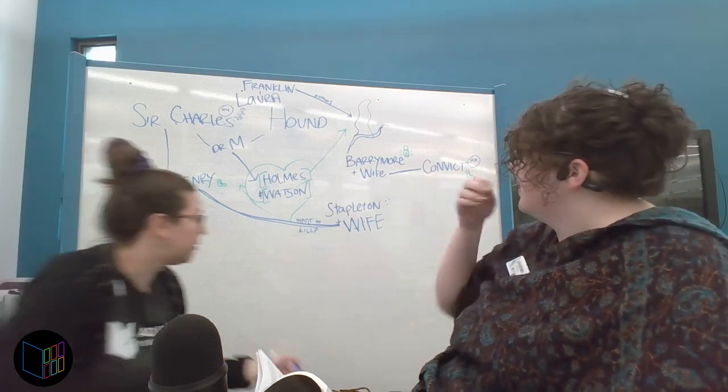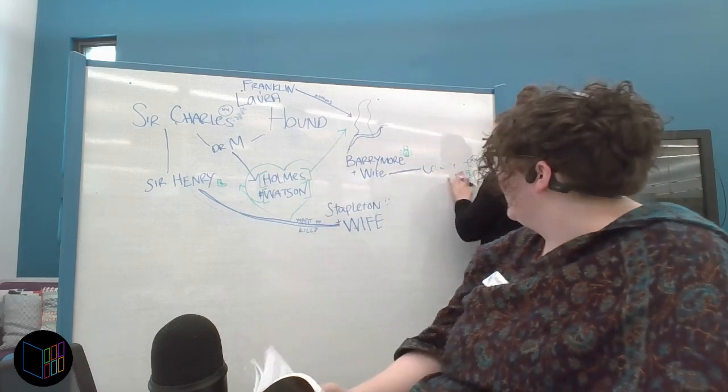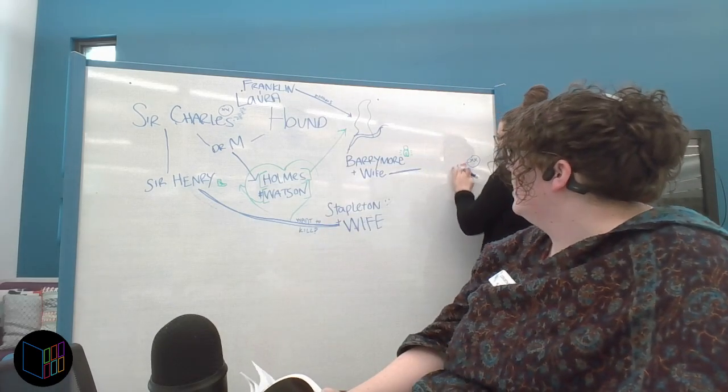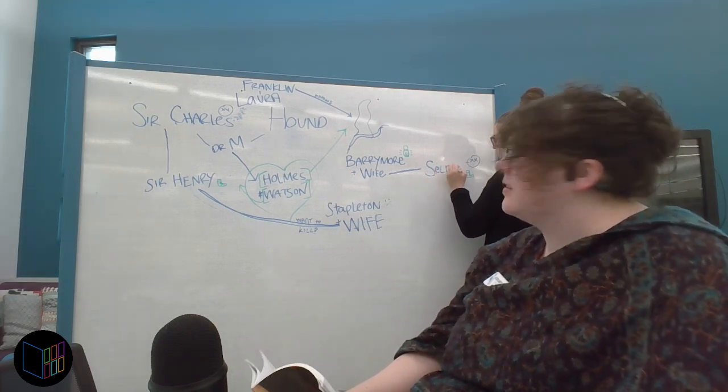Selden is the convict. That's the name of the convict, Selden. Someone gets a name. Someone gets a name. Selden. Oh. I mean, I think it's fair that he died. He does deserve a name.